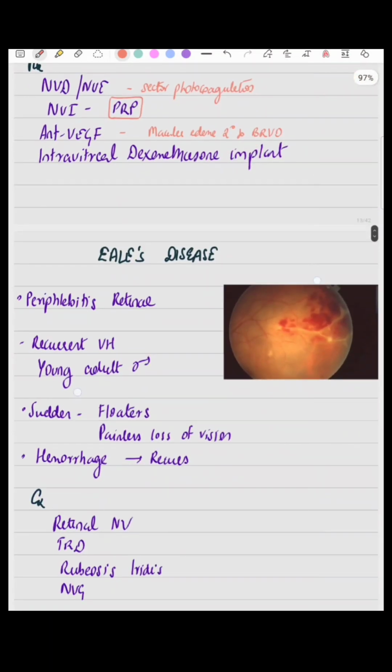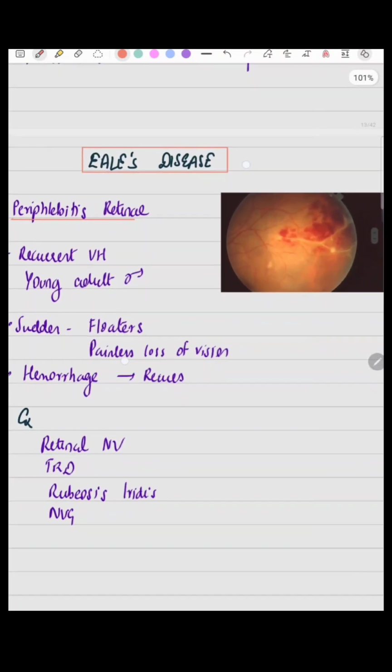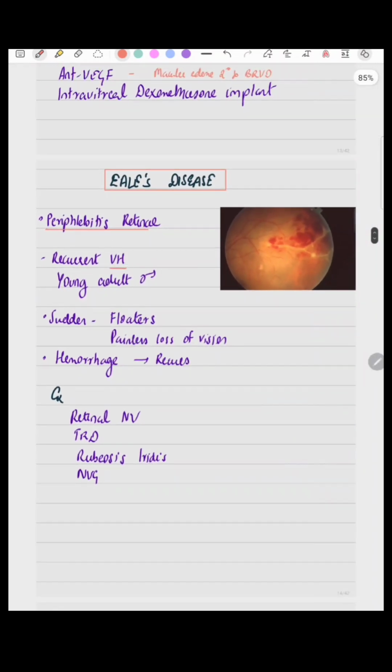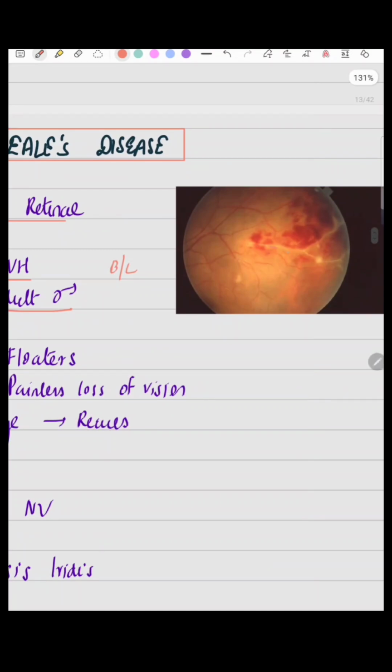Next is Eales disease. It is an idiopathic occlusive peripheral phlebitis, also known as periphlebitis retinae. It is characterized by recurrent vitreous hemorrhages. It is usually a bilateral disease, usually affecting young adult males. Now there will be inflammation. See, peripheral periphlebitis will be there. You can see the inflammation here.